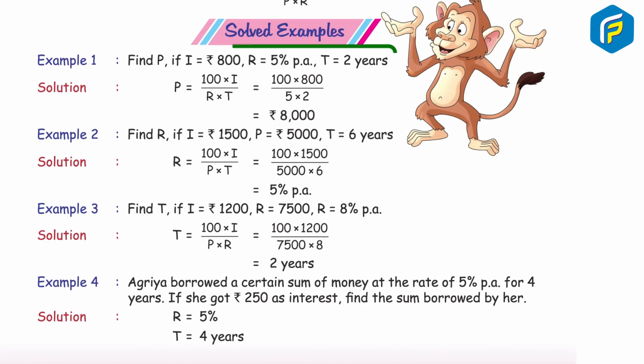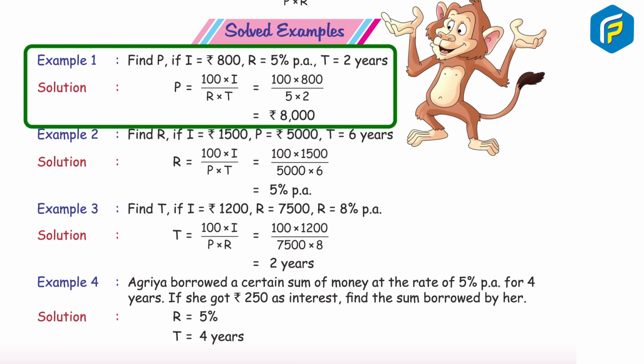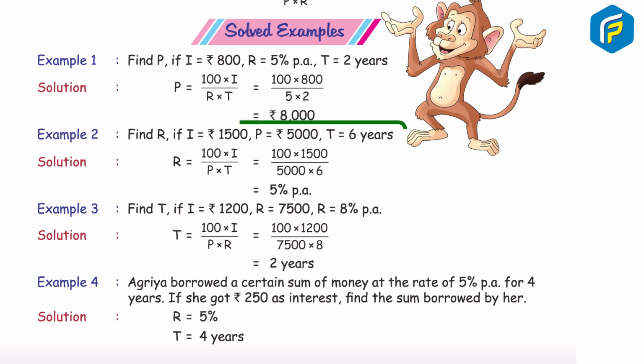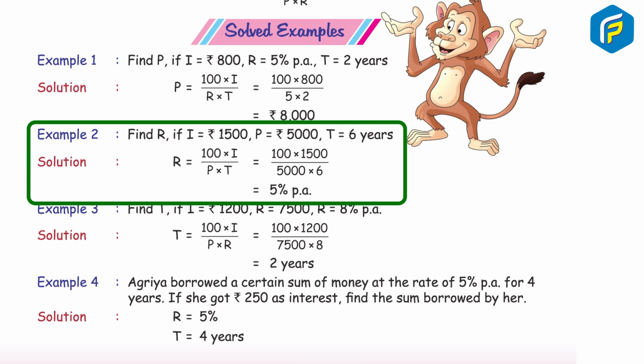Solved examples. Example 1. Find P if I equals rupees 800, R equals 5% PA, T equals 2 years. Solution: P equals 100 into I upon R into T, equals 100 into 800 upon 5 into 2, equals rupees 8,000. Example 2. Find R if I equals rupees 1500, P equals rupees 5000, T equals 6 years. Solution: R equals 100 into I upon P into T, equals 100 into 1500 upon 5000 into 6, equals 5% PA.